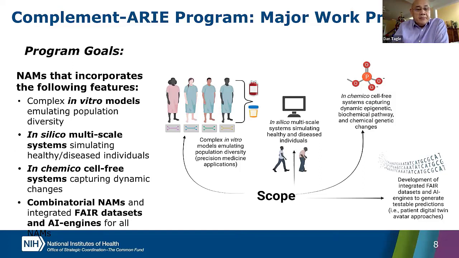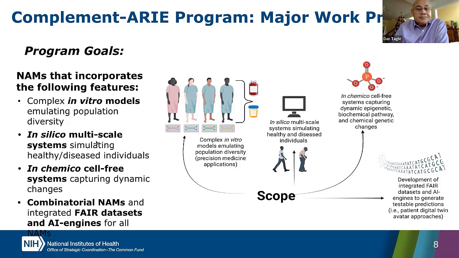So as Margaret may have indicated, once a program at the Common Fund gets initiated and approved, it will be at least a 5 to 10 year timeline to achieve the program goals. And ultimately, what we want out of this program would be development of complex in vitro models that emulate population diversity, to move the area of in silico multi-scale modeling systems that simulate both healthy and disease states, and also to propel in chemico and cell-free systems that capture dynamic changes in the cells and tissues. And lastly, to be able to integrate and combine multiple NAM approaches, as well as their associated data sets, and power that with artificial intelligence and machine learning.